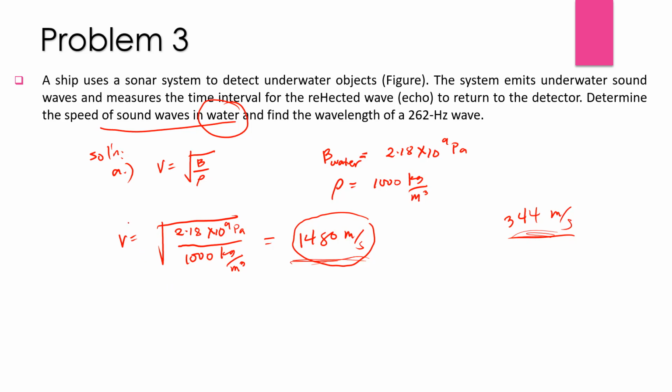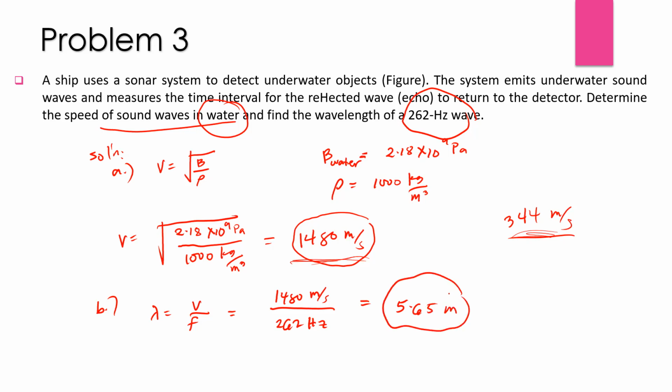So once we solve for v, we can solve for lambda, because lambda is just equal to v over f, where v in water is equal to 1480 meters per second, and the frequency of that wave is 262 hertz. So therefore lambda is equal to 5.65 meters. So the wavelength of this wave is around 5.65 meters. Okay.